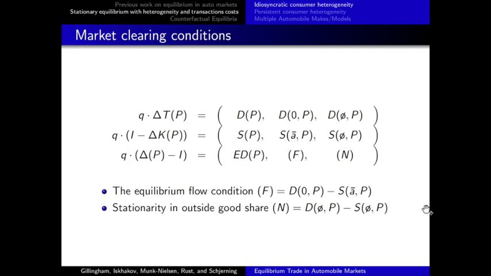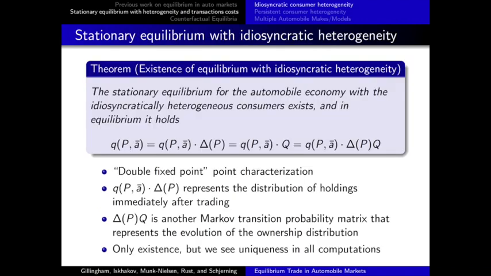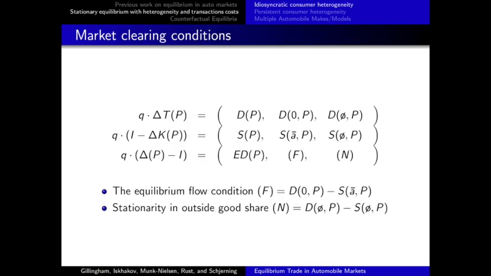So that's stationarity after trade. Okay, so these things need to hold, and once those market clearing conditions are satisfied, well, then you have an equilibrium. So this is kind of the essence of all this. These are the key equations you want to look at when you're doing the implementation of this.